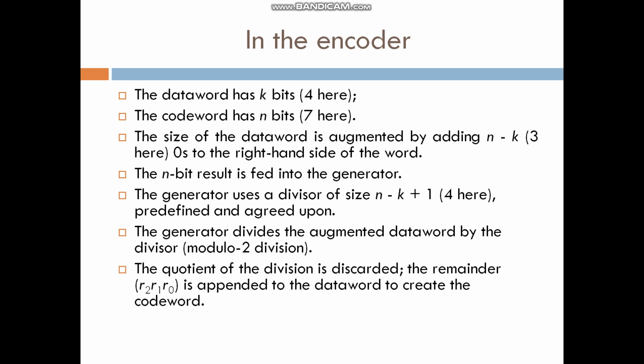After generating the extra bits, we have to divide by a divisor. The divisor includes a number of bits that is always n minus k plus 1. According to our example, the number of bits in the divisor is 4, and after division, the quotient is discarded because we don't have any use for the quotient. Normally, we include the remainder bits, that is, we append them to our data word, which creates the code word.